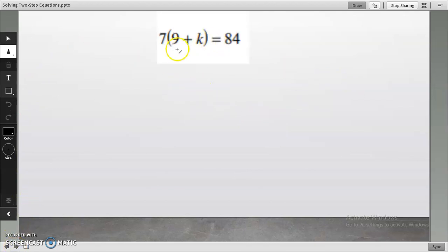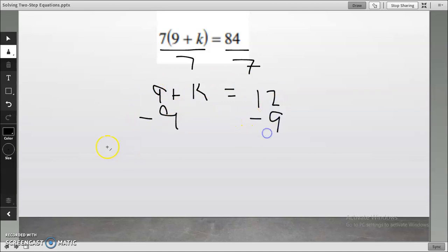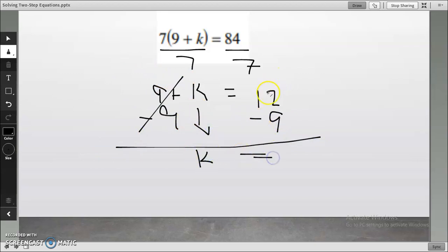All right, the next one. Again, parentheses will be the last thing according to order of operations. So I have multiply by 7, so I'm going to divide both sides by 7 first. And I get 12. So I get 9, just bringing everything down, plus k, excuse me, is equal to 12. So the only thing left, I have a positive 9 here, so I'm going to subtract 9 from both sides. Crosses out, bring down my k, equals 12 minus 9 is 3. So k equals 3.